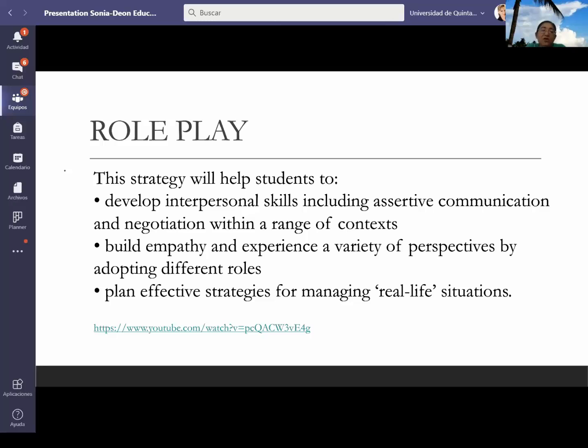This also says empathy, because sometimes we don't have to be in agreement with the role that we need to play, no? Sometimes they tell us to play a role that we don't really agree with, but we have to do it. And sometimes it helps us understand better, no? Plan effective strategies for managing real life situations. Another important thing about role plays is that they can ask us to actually act out things that actually happen in life, not things that really are going on there, okay?